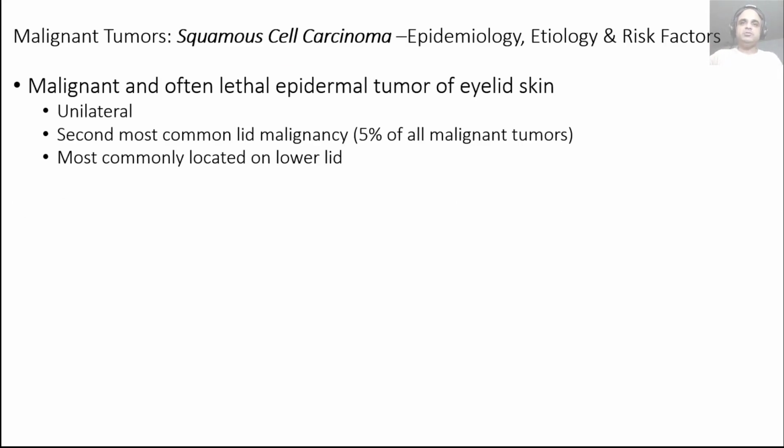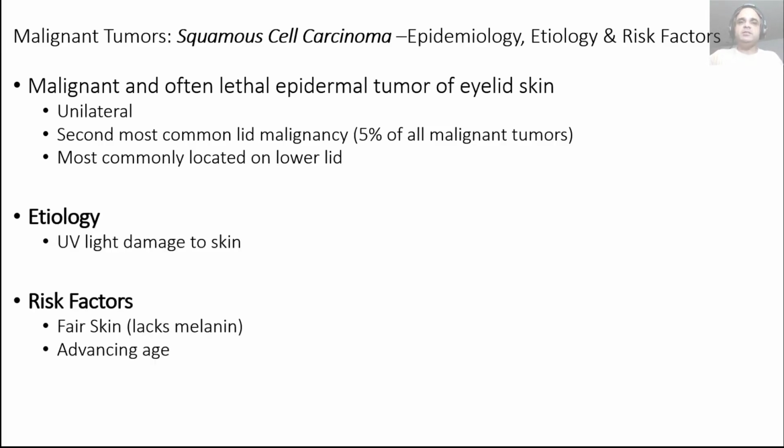The last thing that we do today is squamous cell carcinoma, and squamous cell carcinoma is a malignant epidermal tumor of the eyelid skin, much like basal cell carcinoma. The difference being this is lethal because it can metastasize. It's unilateral. It's the second most common eyelid malignancy, 5% of all eyelid tumors, and it's most commonly found on the lower lid. The etiology and risk factors are similar to those of basal cell carcinoma.